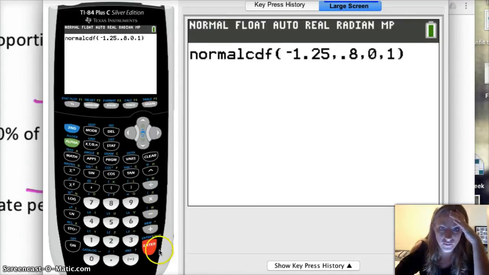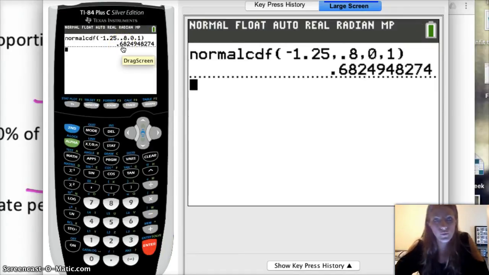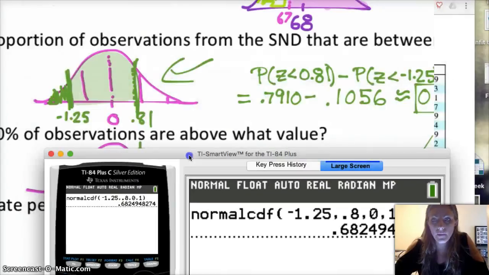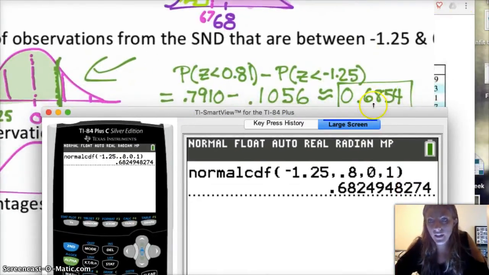So anyways, you hit enter, and then it says 0.68249. Then we go back and look at our value. Hey, look at that, 0.6854. We were close. Okay, so again, this is all approximate. A density curve is an approximation anyways, so it's all approximate, but that's pretty good. So yay calculators. See, I tell you, they do everything for you.